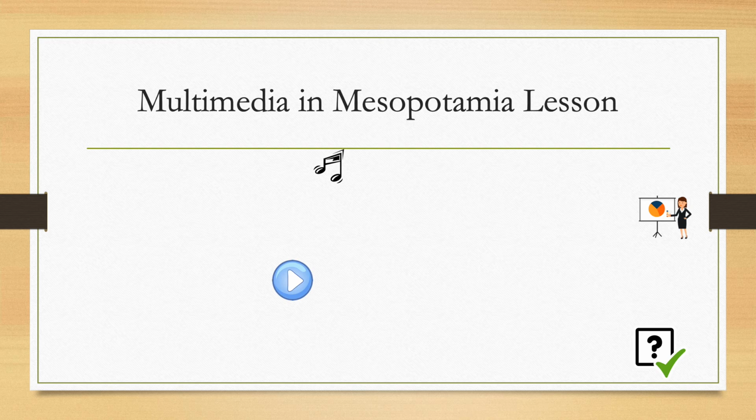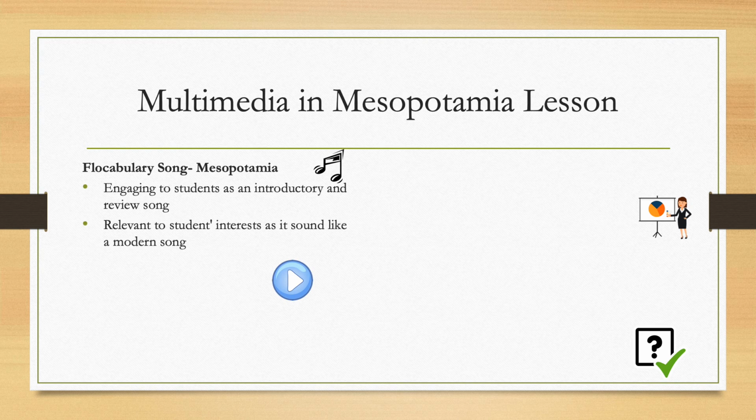The multimedia that I'll be utilizing in this lesson on Mesopotamia. To begin class, students will listen to a rap song about Mesopotamia. This is found on Flocabulary. It is a paid resource, so I have to pay for my access to it. This song includes text on the screen. The song adds relevancy to the students and is engaging as it encourages students to sing along.